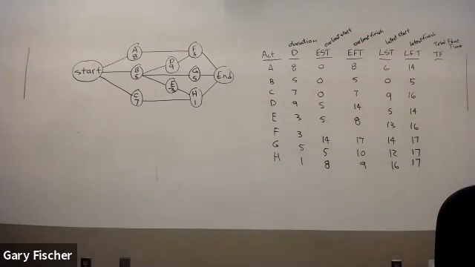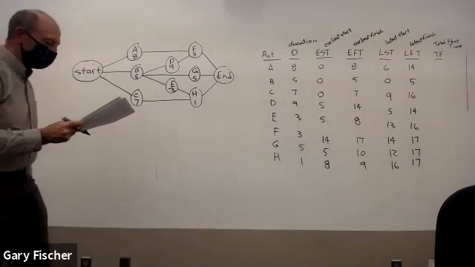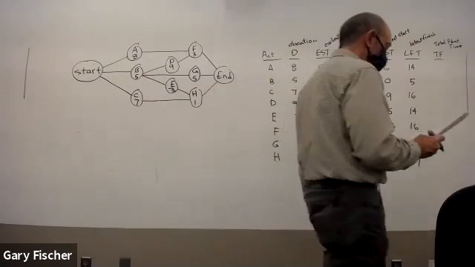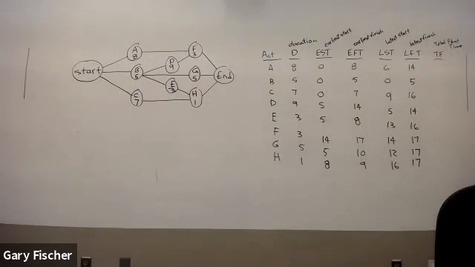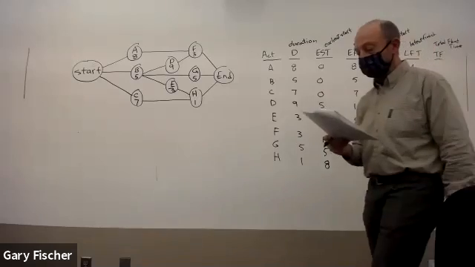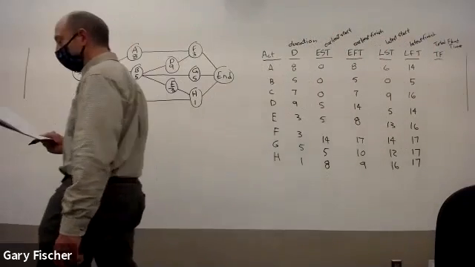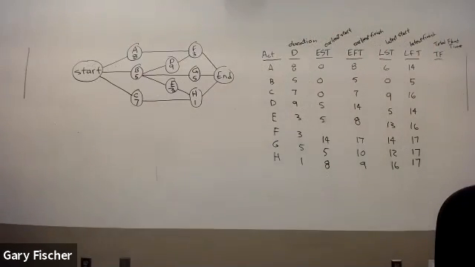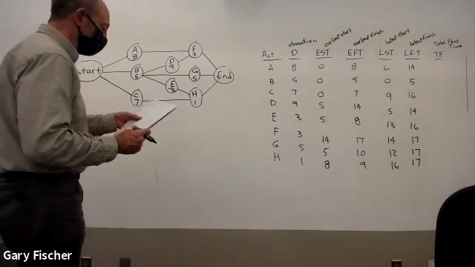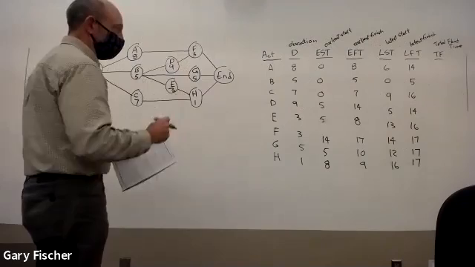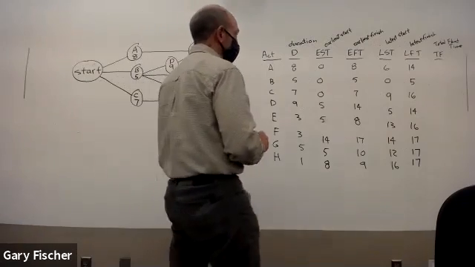Okay. So now you determine the total float. It's either subtracting the earliest finish time from the latest finish time or subtracting the earliest start time from the latest start time. Either way works. So let's do the earliest finish time from the latest finish time.